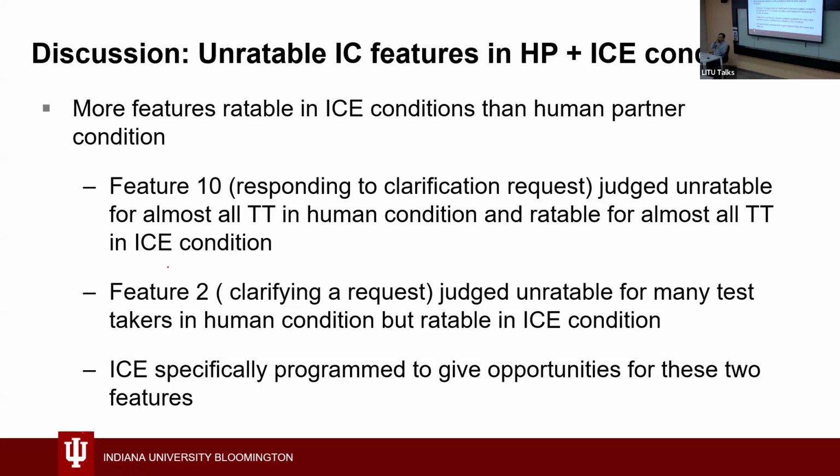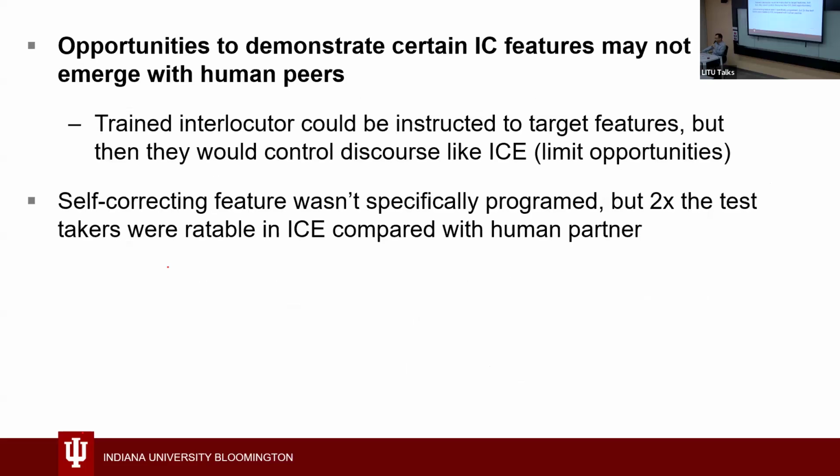Because this is not an interview. This is like you work with another student, right? So they're not really trained to ask this kind of interactional-competence-related question. So the opportunities to demonstrate certain IC features may not emerge with human partners, because they're not trained. They're just students who work in this pair task. So I think if you want to demonstrate IC features, the human partners need to be trained. And if they do that, they could also elicit a similar level of interactional competence features as the IC did.